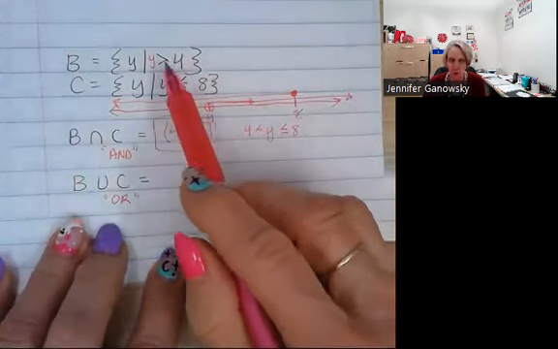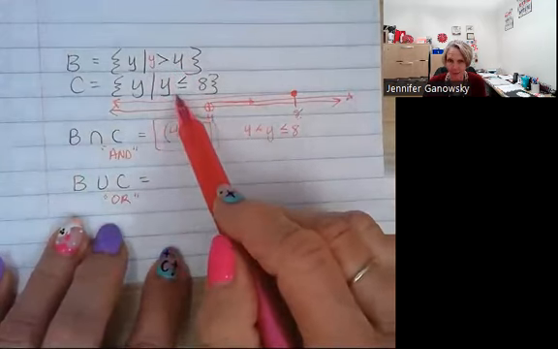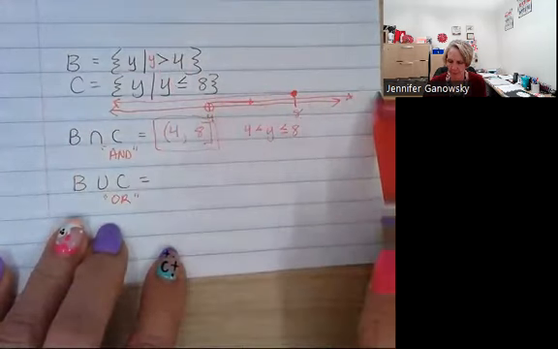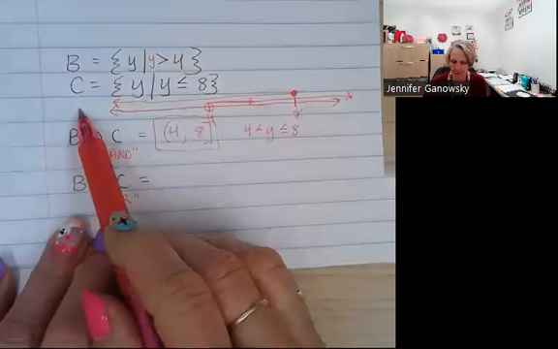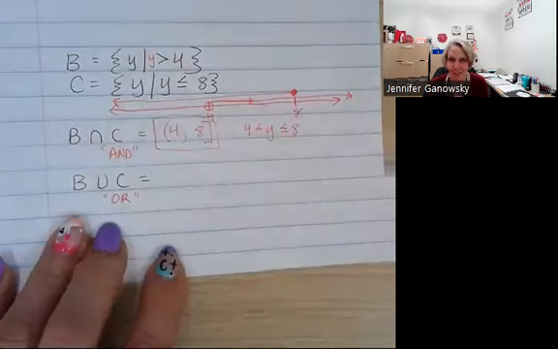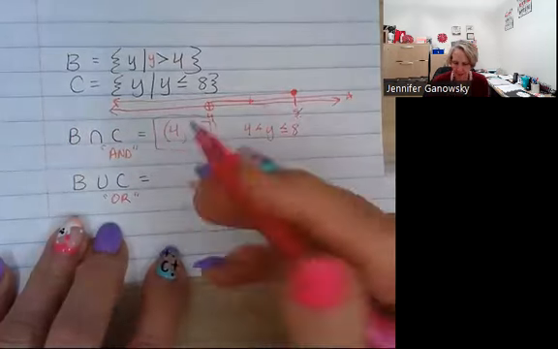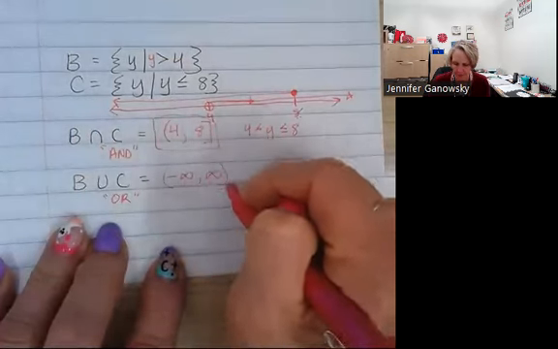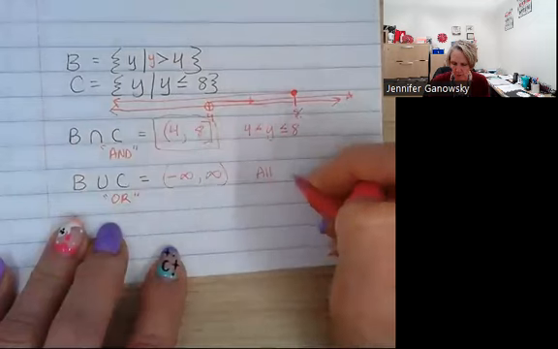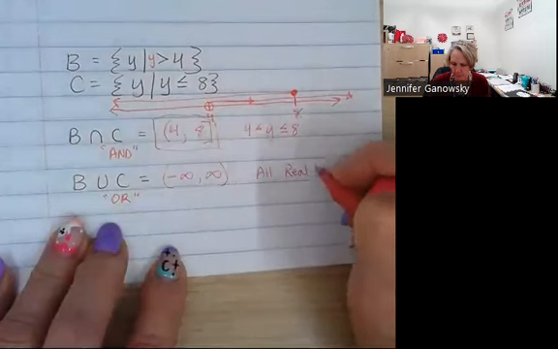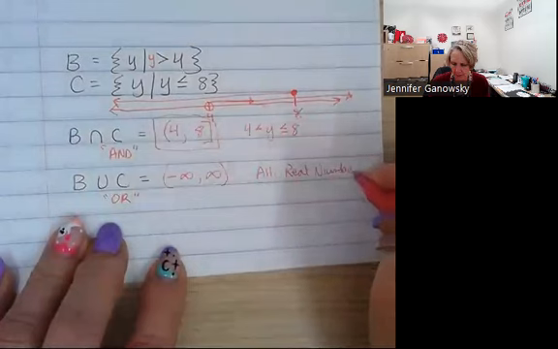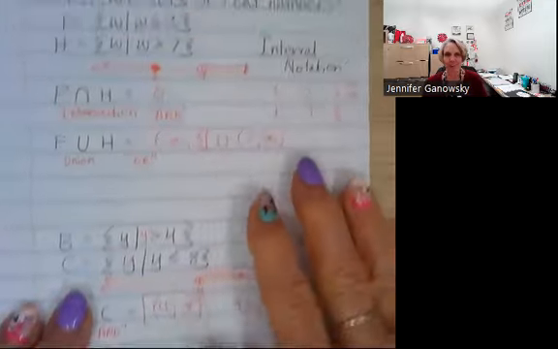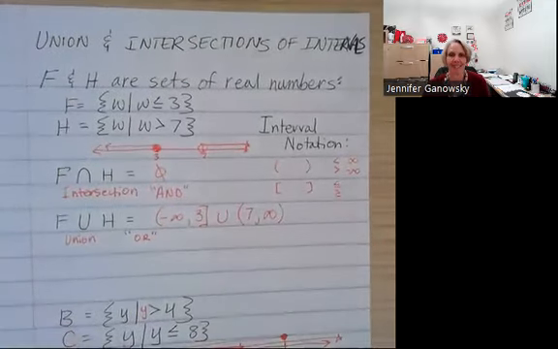Okay. Now let's look at the union, which remember union is the same as or. If it's greater than 4 or less than or equal to 8, it's part of our set. So everything up here is greater than 4. Everything here is less than 8. Every number is either less than 8 or greater than 4. So this goes from negative infinity to infinity, or some might say all real numbers. All right, and that's how you do union and intersections of intervals.